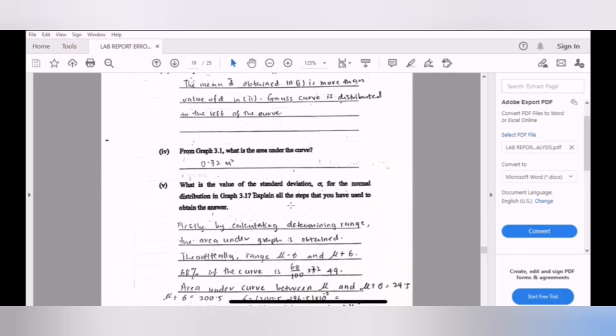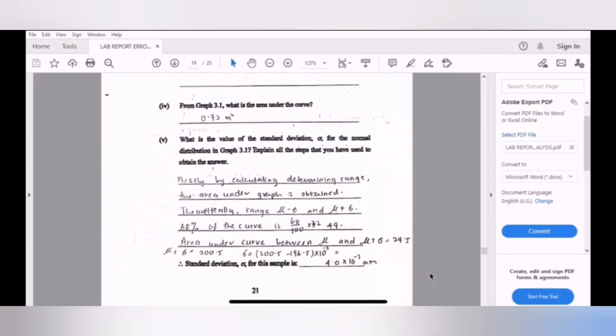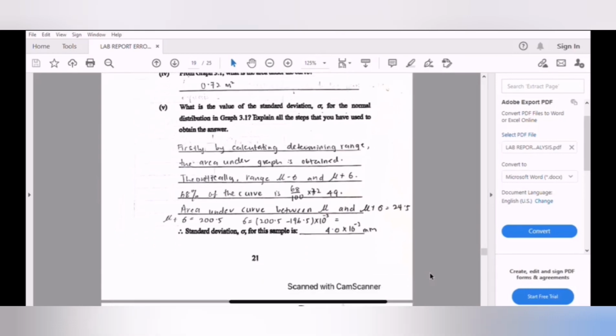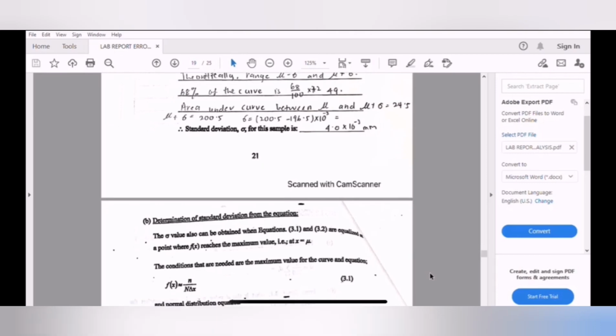To find the value of the standard deviation, firstly we have to determine the range for the area under the graph. Theoretically, the range from mu minus standard deviation sigma to mu plus sigma is 68% of the curve. So the area under the curve between mu and mu plus sigma is equal to 24.5, as I wrote here. From there, we could obtain the standard deviation for this sample.